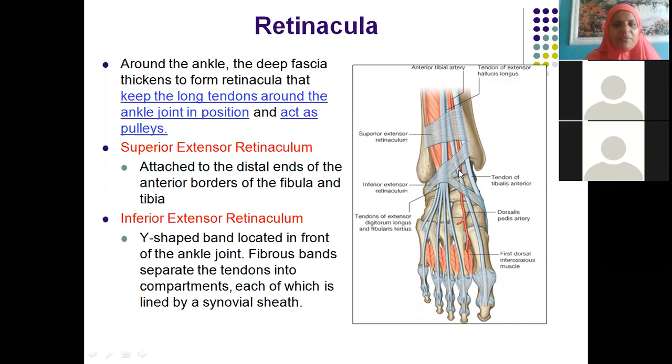Now coming to inferior extensor retinaculum, how does it look? What is the shape? Y-shaped. It is situated in front of the ankle joint. Then we should know the attachments again. What are the bones we have, beta, in the foot? Talus, calcaneum, cuboid, navicular. And three cuneiforms: medial cuneiform, intermediate cuneiform, and lateral cuneiform, isn't it? So these are the bones.